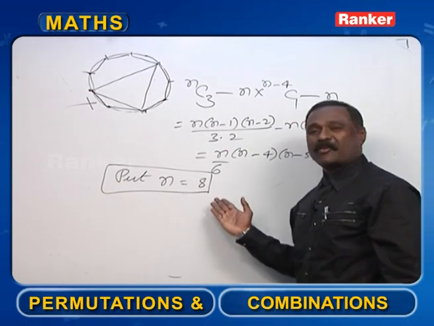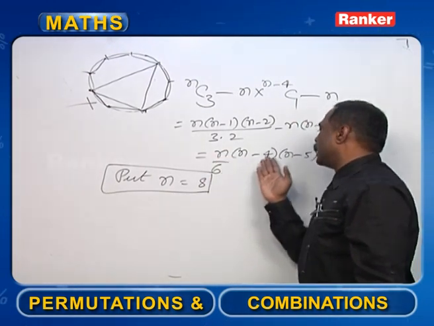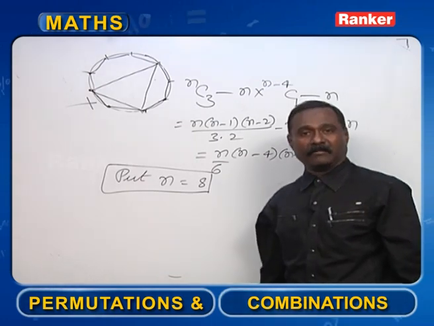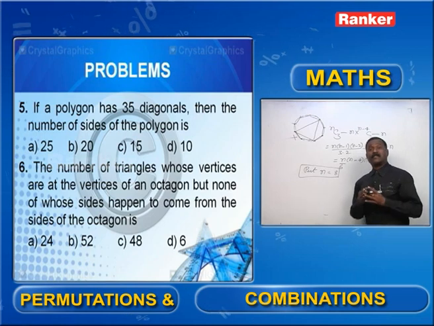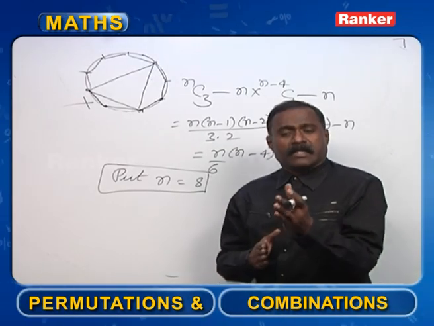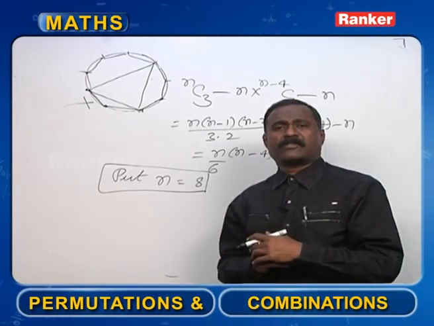So this is what you will understand now. 8 by 6 into 8 minus 4 into 8 minus 5. Simplify that, you will get the answer. So the presentation of the question is different. This is same as the 7th question.